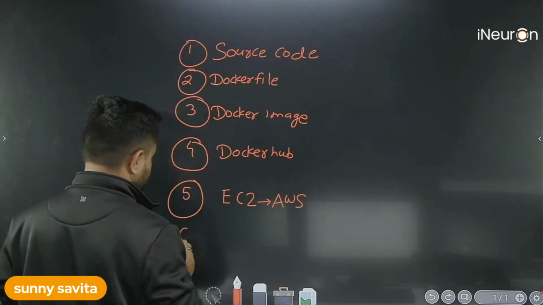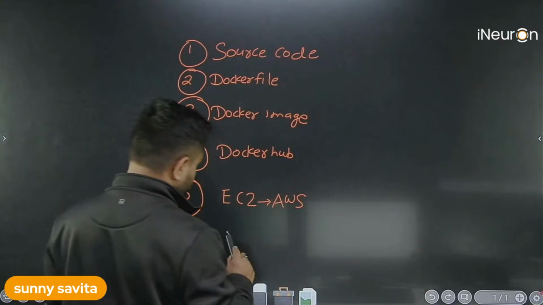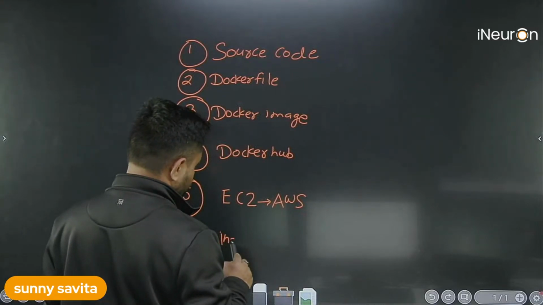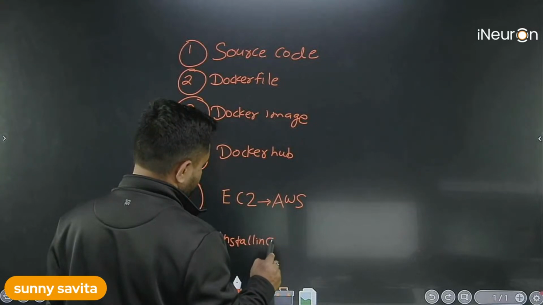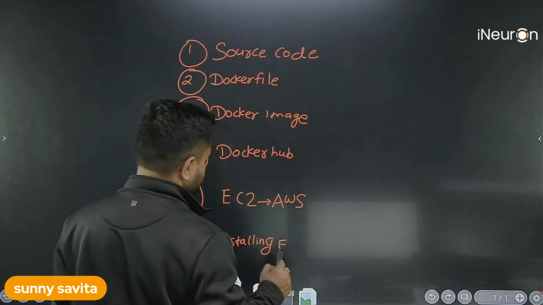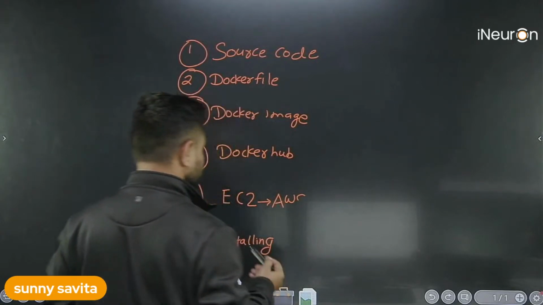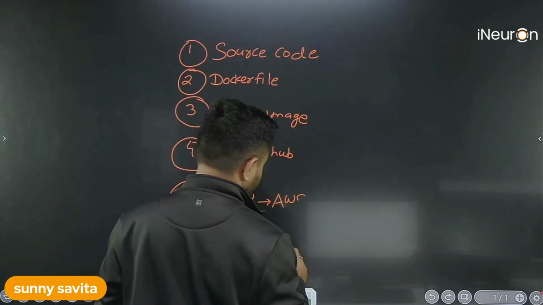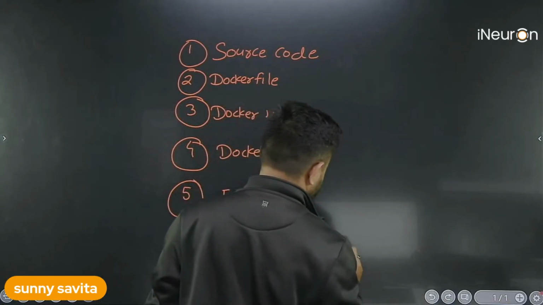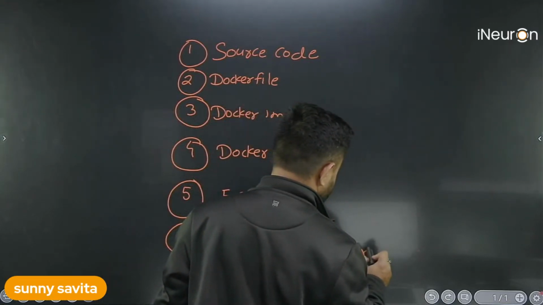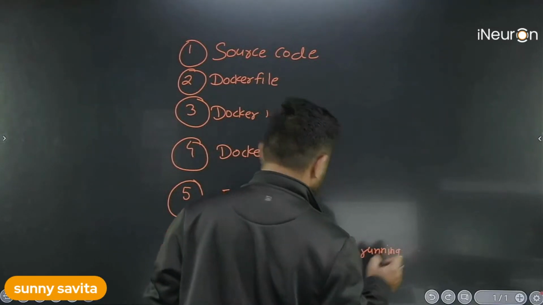After that, I'm installing Docker on top of the EC2 instance. Installing Docker on EC2 and running the image. So this is my core step which I am running, this is my step 5 to 6.